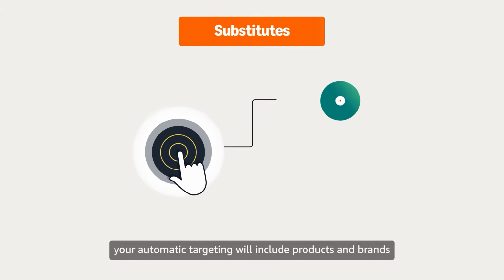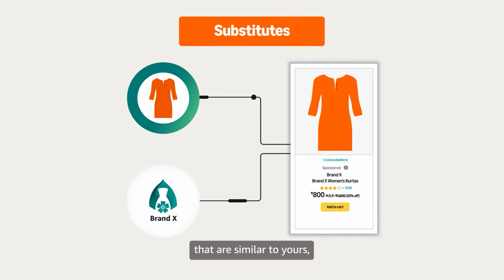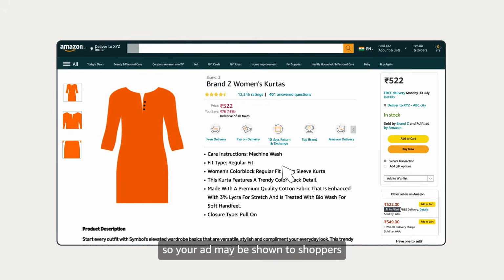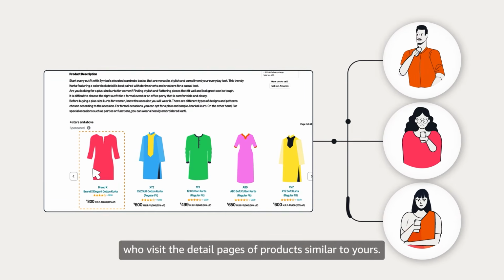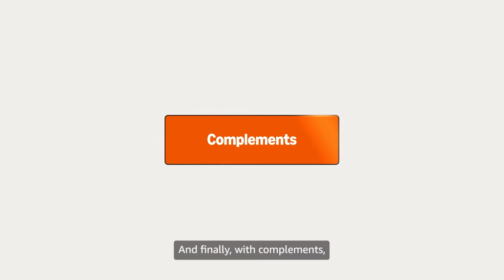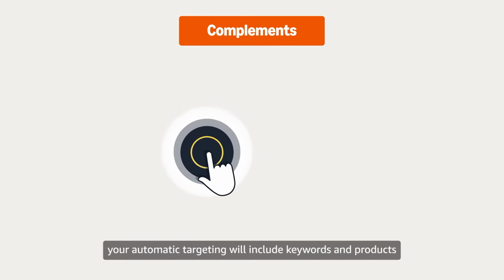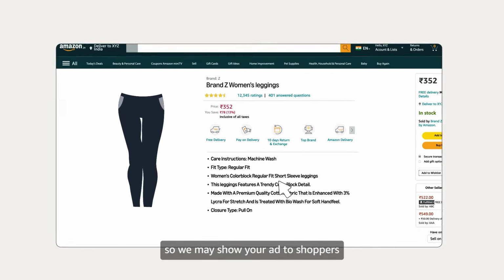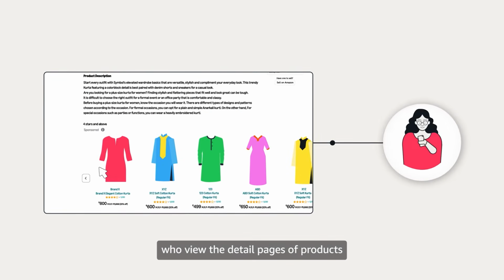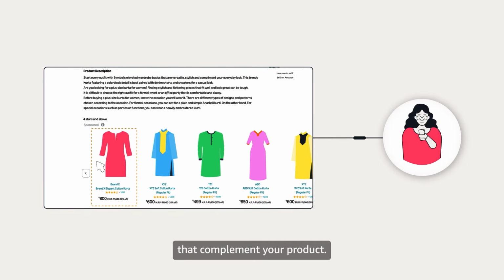When it comes to substitutes, your automatic targeting will include products and brands that are similar to yours, so your ad may be shown to shoppers who visit the detail pages of products similar to yours. And finally, with complements, your automatic targeting will include keywords and products that complement your ad. So we may show your ad to shoppers who view the detail pages of products that complement your product.